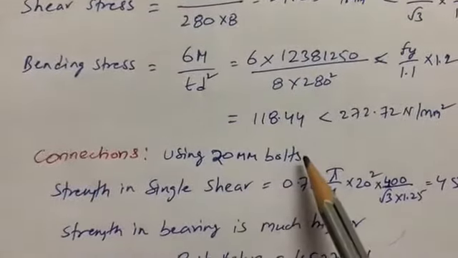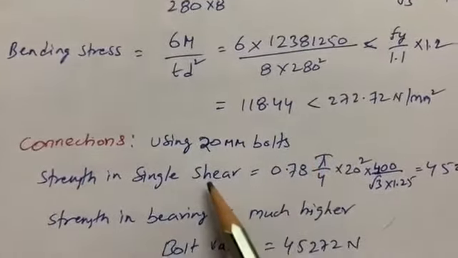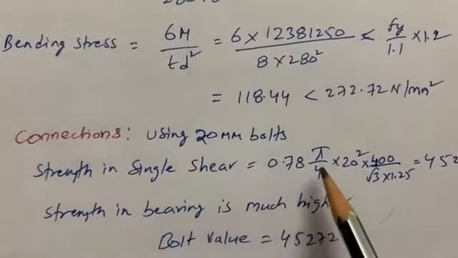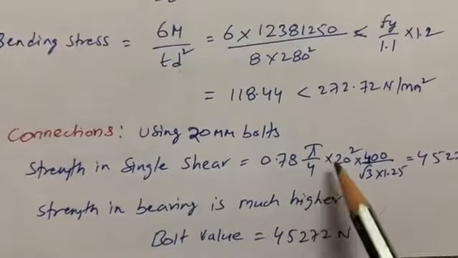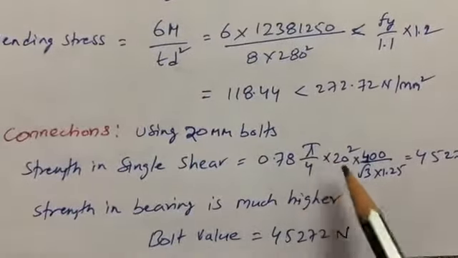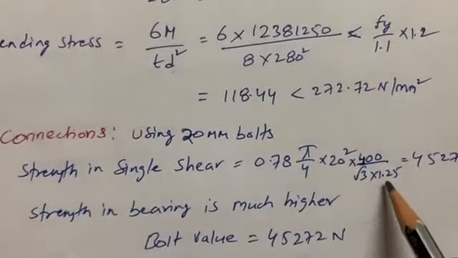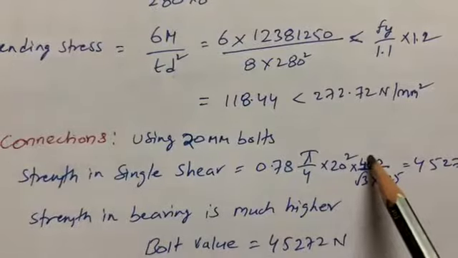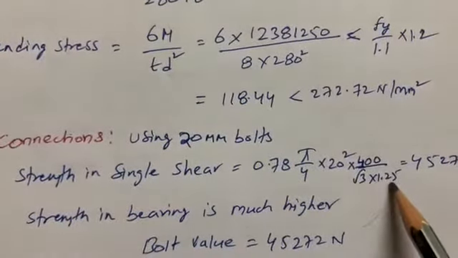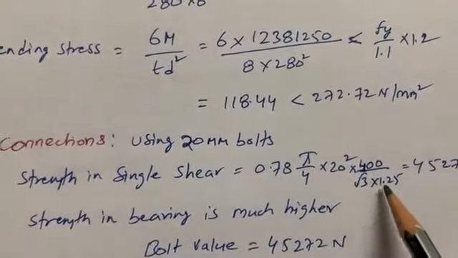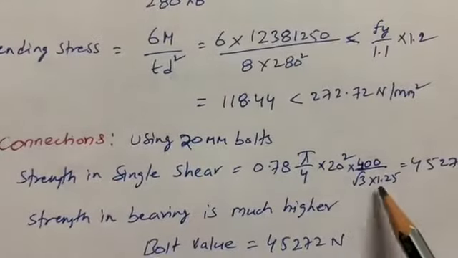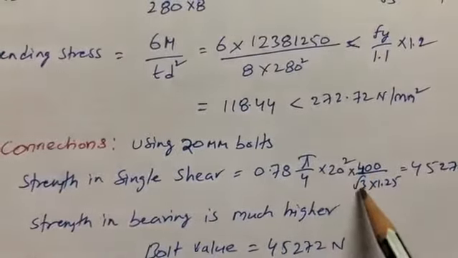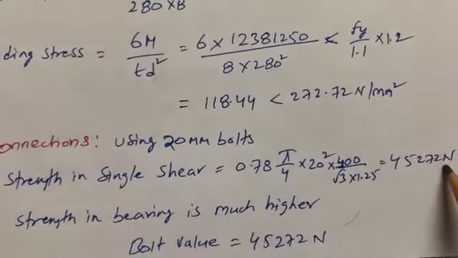So I am using 20 mm bolts. For the threaded portion, I calculated 0.78 pi by 4 d square. Already we know the area value, and 400 by root 3 into 1.25. This is the ultimate strength of the bolt, FUB value, that is 400 by root 3 into gamma MW. Sorry, gamma MW, that is the 1.25 partial safety factor. This formula is available in the code book. So I got 45272 newtons.